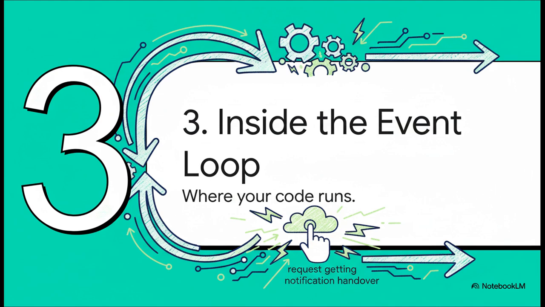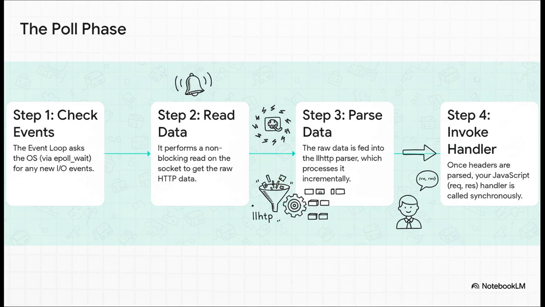And now, finally, our request enters the inner sanctum of Node.js itself, the famous event loop. This is where our JavaScript code finally gets to shine. So inside what's known as the poll phase, a few things happen. Bang, bang, bang. The loop gets that notification from the OS and immediately reads the raw data from the socket. That garbled data gets fed into Node's super-fast internal parser, llhttp, and the very instant that parser figures out what the HTTP headers are, it triggers your code, that familiar req, res handler function that you actually wrote.